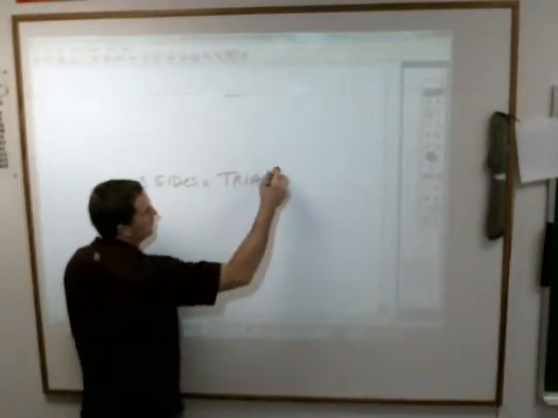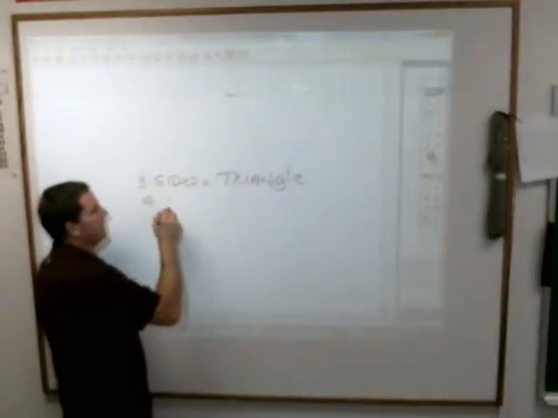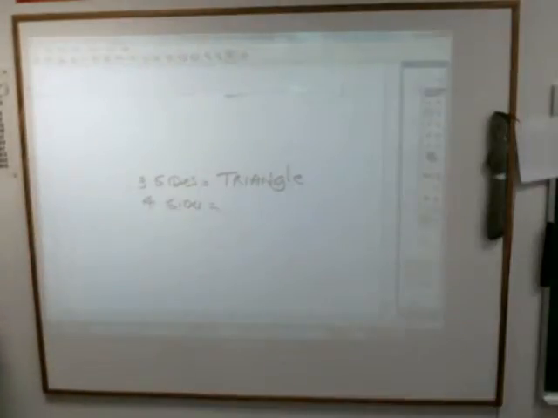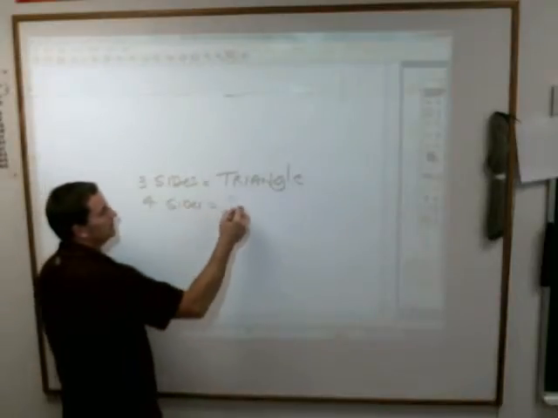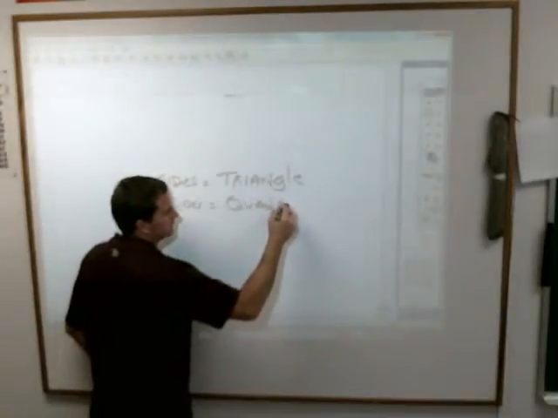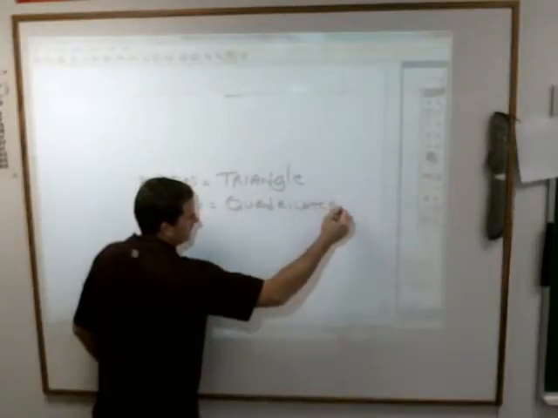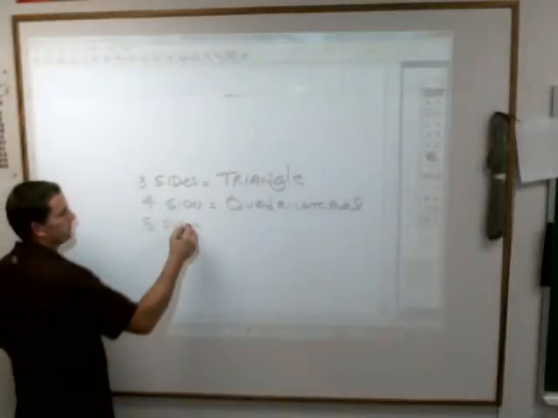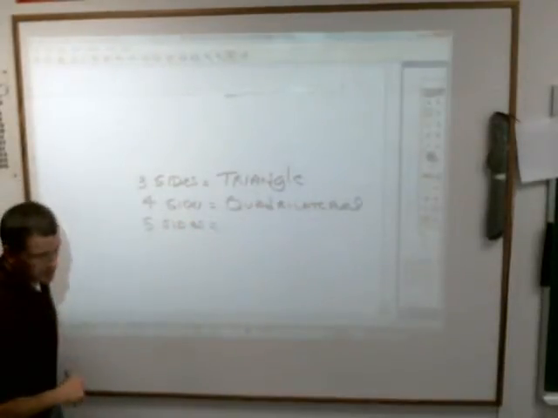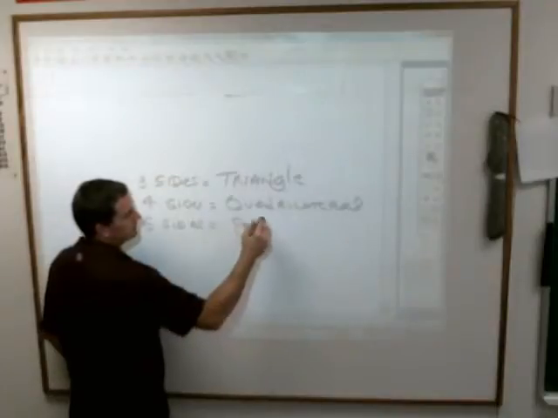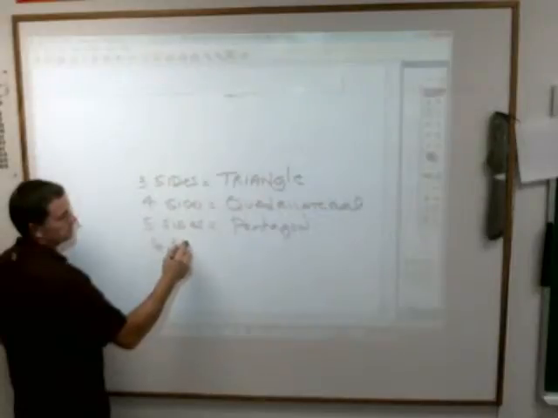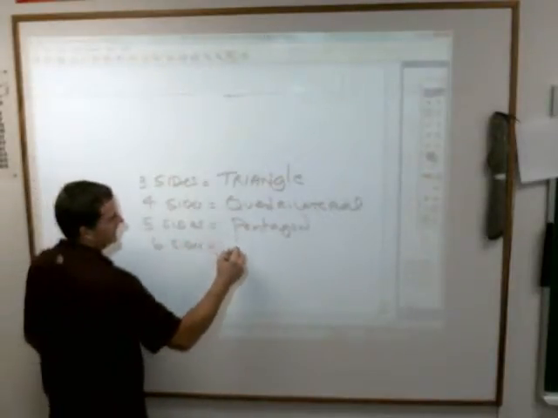Again, this is all review, so I'm going to go relatively quick here. Four sides. Make sure you don't call it a square, because a square is only one kind of four-sided shape. The mathematical, technical name of a four-sided shape is a quadrilateral. A five-sided shape is a pentagon. Six sides, a hexagon.